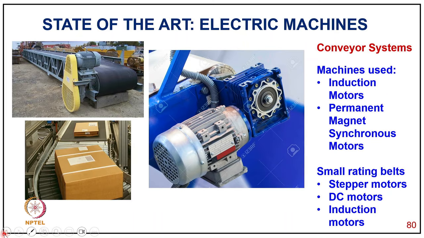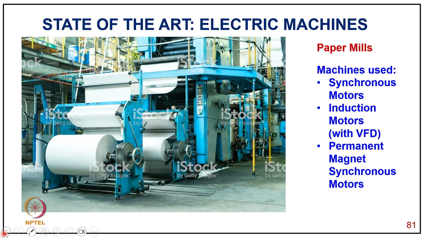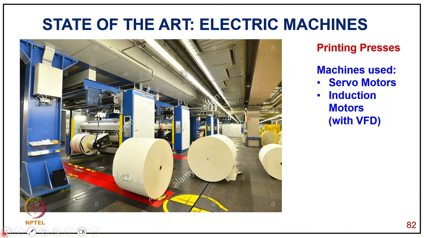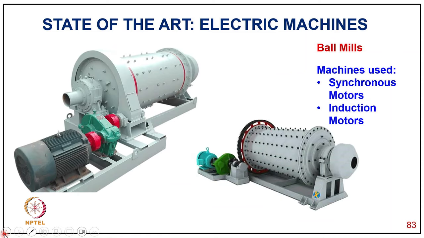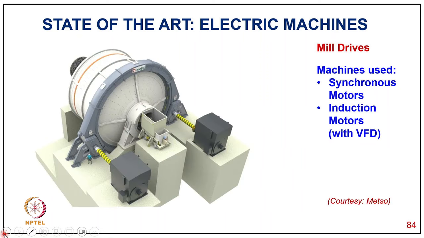Then the conveyor system with the induction machine and permanent magnet synchronous motors, and of course for very small motors we use typically BLDC motors and DC motors for this conveyor kind of application. Then another application is paper mills, where we use the synchronous motor and induction motor with variable frequency drive and permanent magnet synchronous motor in newer installations. Another application of these electrical machines is especially servo motor and induction motor with variable frequency drive, typically in printing presses, and then ball mills, especially the synchronous motor and induction motors. Then in mill drives, we use the synchronous motors and induction motors with variable frequency drive.